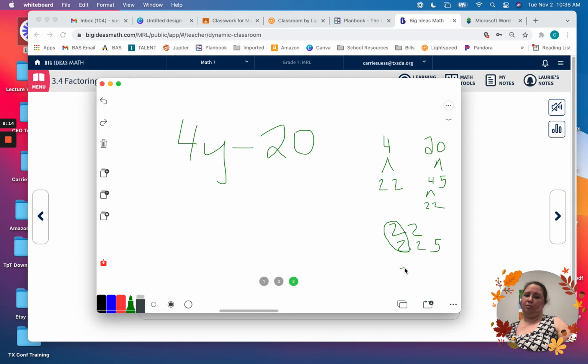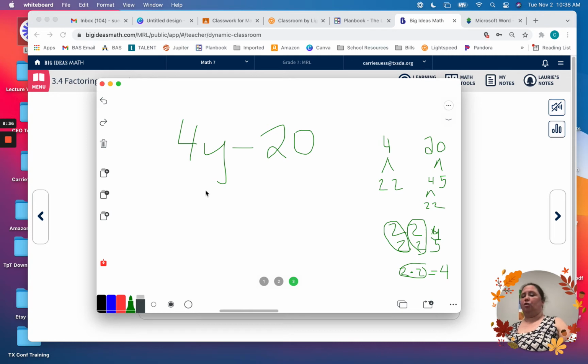Okay, so now you're looking for what matches. 2 times 2, so there's 1. 2 times 2, there's another 1. Oh, and this has an x, right? Or a y. Does the y and 5 match? No. So then all I do to find the greatest common factor is multiply these two. What's 2 times 2? 4. So my greatest common factor between 4 and 20 is 4.